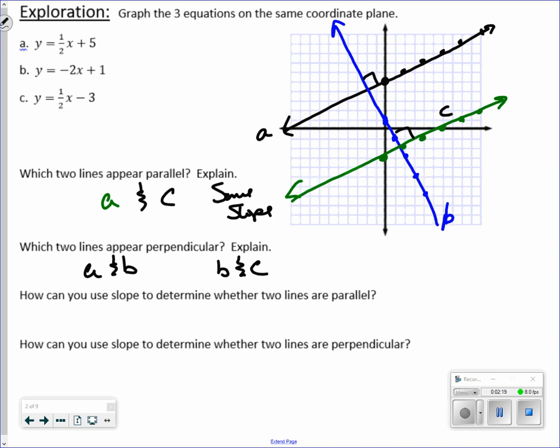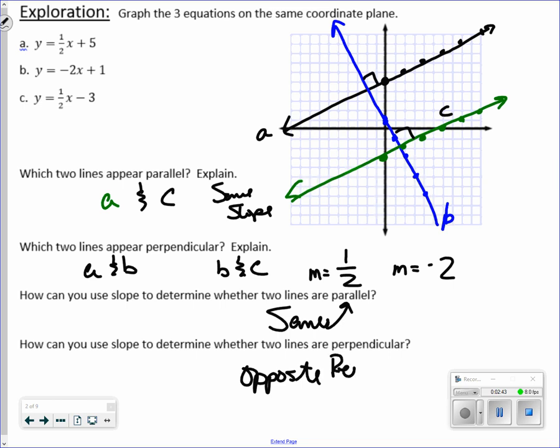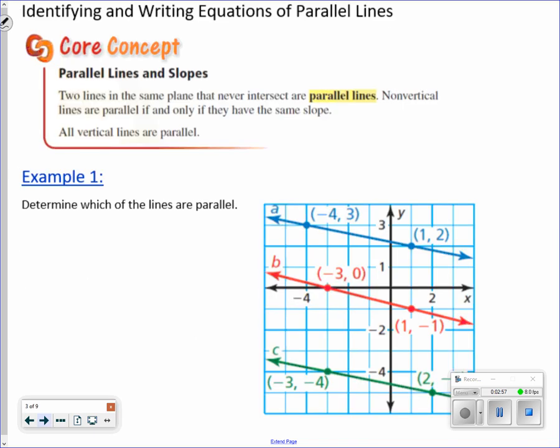Now let's look at the slope and see why. Remember at the end of section 4.2, we talked about reciprocals. So I have a positive 1/2 slope, and we have a slope of negative 2, and those two are what's known as opposite reciprocals. So how can we use the slope to determine this? If the slopes are the same, then the lines are parallel. And if the slopes are opposite, meaning one's positive and one's negative, and reciprocals, then they are perpendicular. That's what we're going to really talk about today. We're going to talk about slopes and how we can decide whether or not two lines are parallel or perpendicular, and then we're going to write equations of lines for parallel and perpendicular. So lots of stuff today.